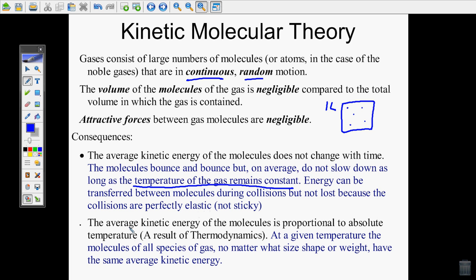And kind of just said this, the average kinetic energy of the molecules is proportional to absolute temperature. At a given temperature, the molecules of all species of gas, no matter what size or shape, and I think this was one of those questions on the benchmark, number 1 actually, have the same average kinetic energy.